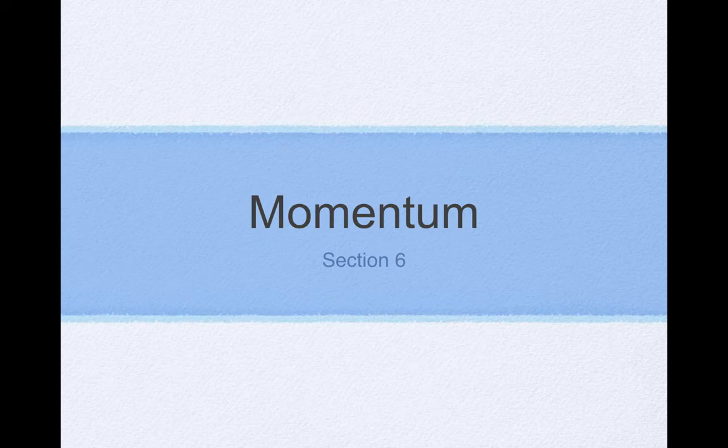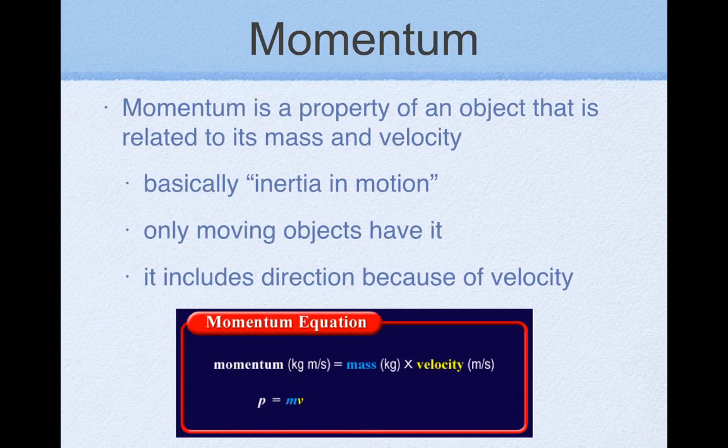So this section is on momentum. Momentum is a property of an object that's related to its mass and velocity. So we have mass, we have velocity. From there, we should be able to figure out a lot of things. We know that mass is related to inertia. The more mass an object has, the more inertia. And if we have a velocity that is anything but zero, we know that that object is in motion. So momentum sometimes is referred to as inertia in motion.